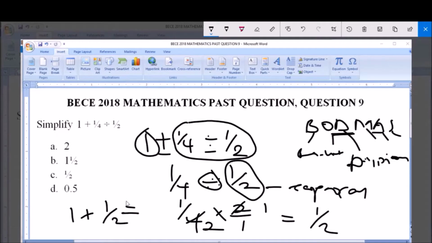1 plus 1 over 2, that is 1 plus half, is equal to 1 and a half. 1 plus 1 over 2 is equal to 1 whole number, 1 over 2. This is a mixed number now. Now, which of these options corresponds to our answer?